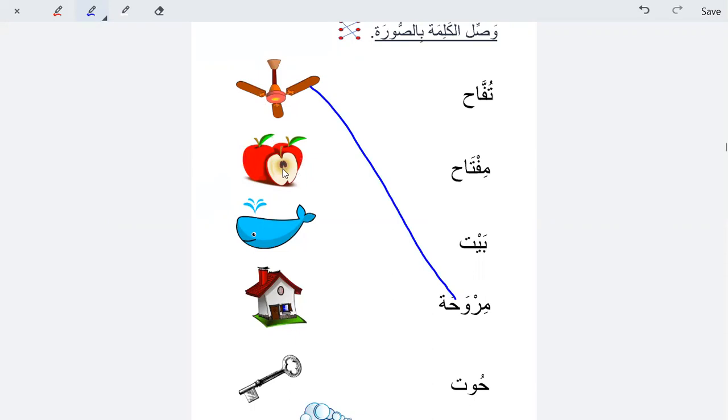Next, apple. Tufaha. Good. Next. Miftah, no. Hoot. Good. Next. House. Bait. Good. Key. Miftah.